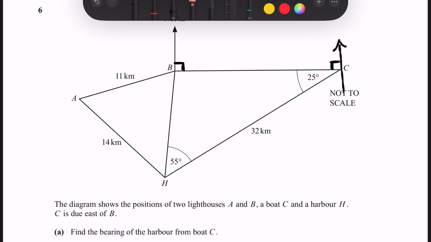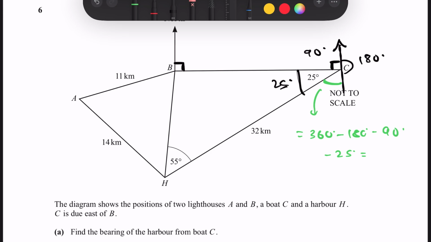Since if the bearing of C from B is 90 degrees, the bearing of B from C in turn would be 270 degrees, which means that they both meet at 90-degree angles. So since this is 180 degrees and this is 90 degrees and this is 25 degrees, and the sum of all angles in the circle will add up to 360 degrees, this angle over here would be equal to 360 degrees minus 180 degrees minus 90 degrees minus 25 degrees, which is equal to 65 degrees.